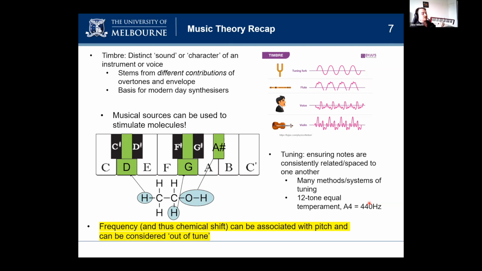So we've got our first hydrogen here, our second hydrogen over here, that's G, and then our hydroxyl group, the OH, can be represented by an A sharp. And then together, we can think of it as a G minor chord in musical lingo. But the point is, we can think about these molecules as having their own pitch.